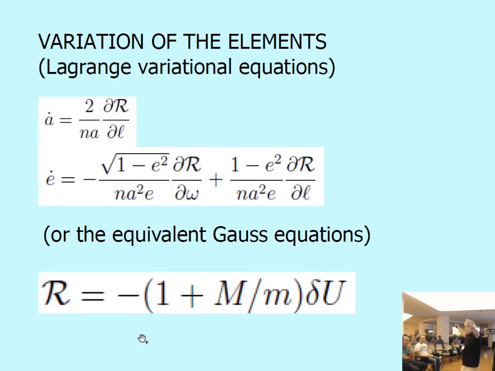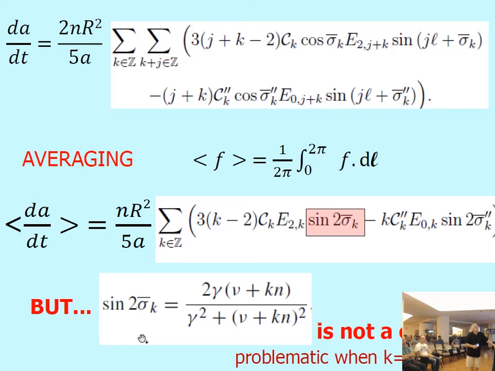If I have two bodies interacting, if I consider the forces of one over the other, I have to consider the reaction. Okay, it's mandatory to consider the reaction. And when I consider the reaction, I have always to introduce in this equation this factor 1 plus m over m, 1 plus the mass of one divided by the mass of the other, times the potential that I have presented before.